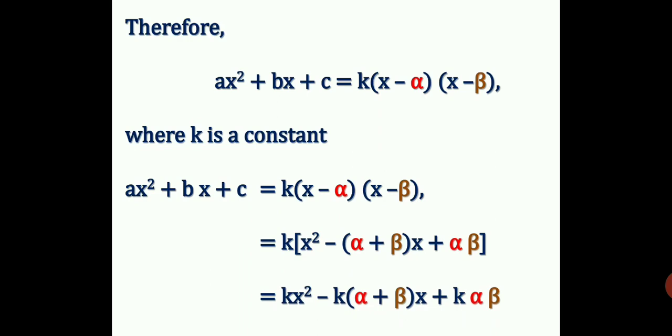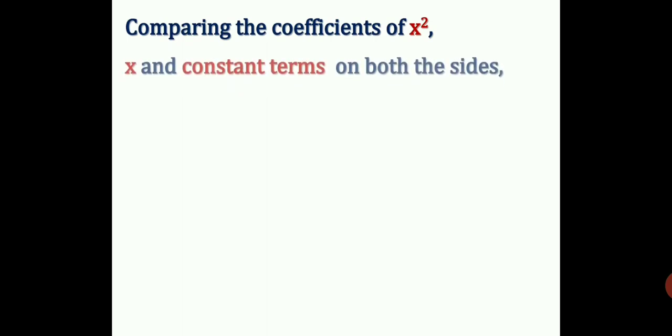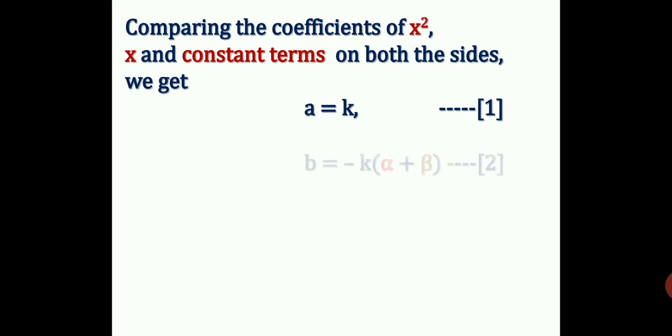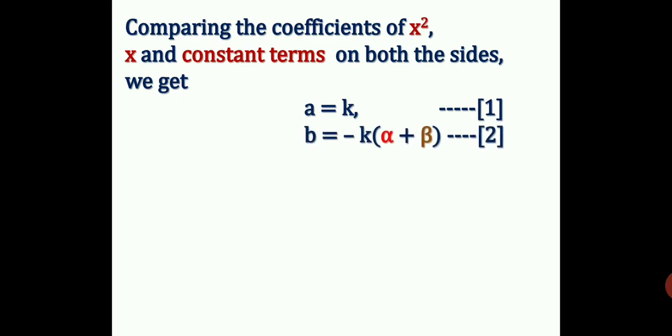Now this is equal to what? ax square plus bx plus c. So we just compare. ax square plus bx plus c is equal to kx square minus k(alpha plus beta) of x plus k alpha beta. So the coefficient of x square is k. The coefficient of x is minus k(alpha plus beta). And what is the constant term? c equals k alpha into beta.